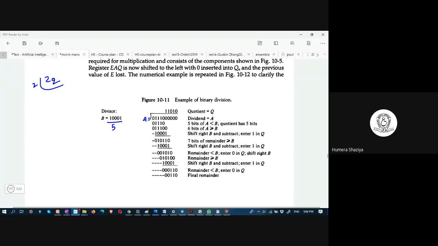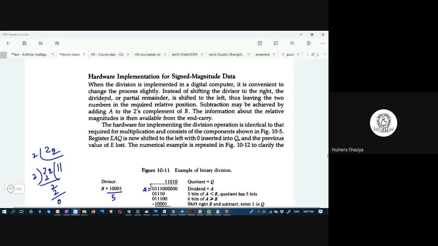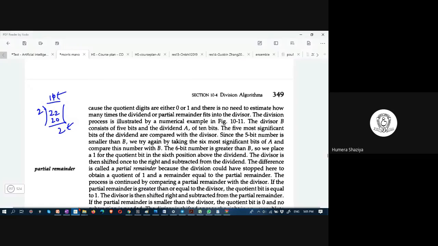Let me do this again. 2 1 times 2, then 2 2 1 times 2, 0. Okay, this is 11 22. This is 0. Here directly I have done it, but here step by step by considering each individual bit.